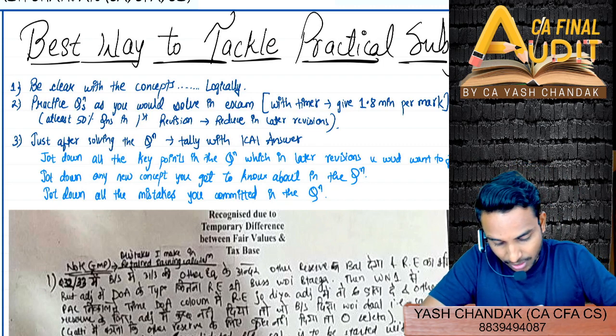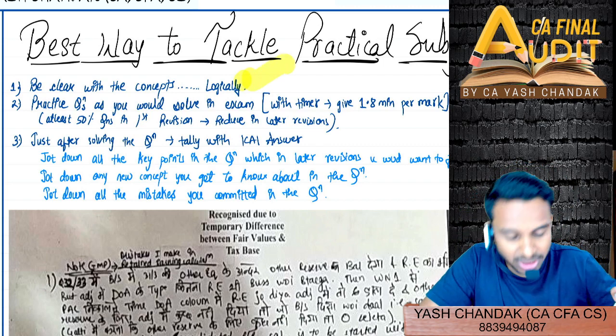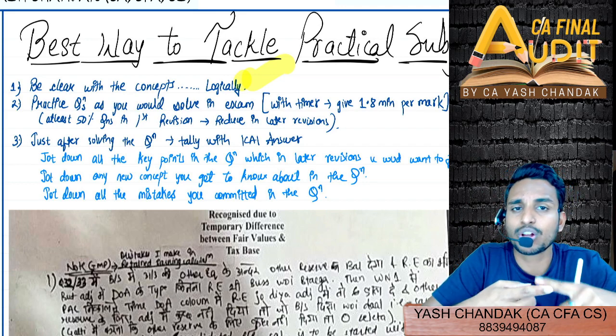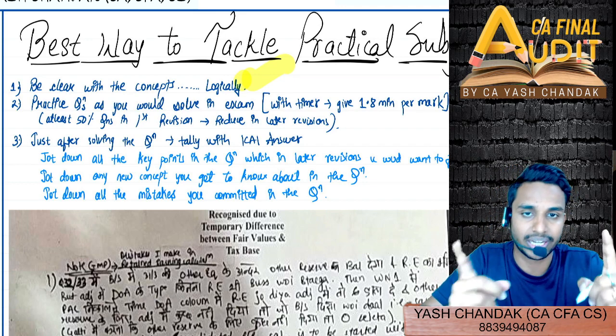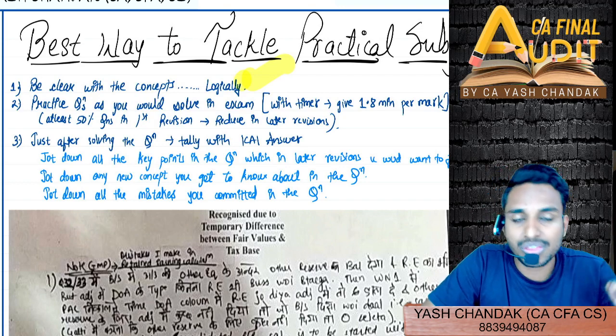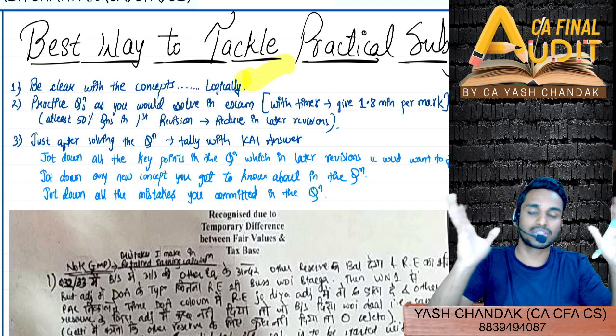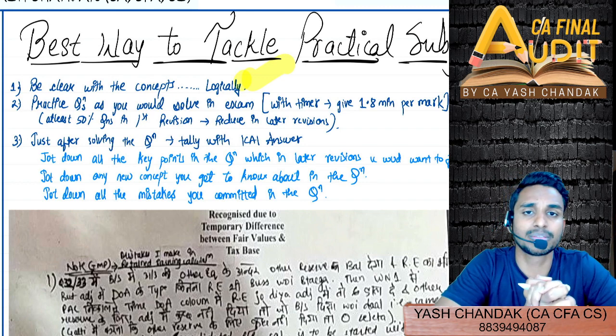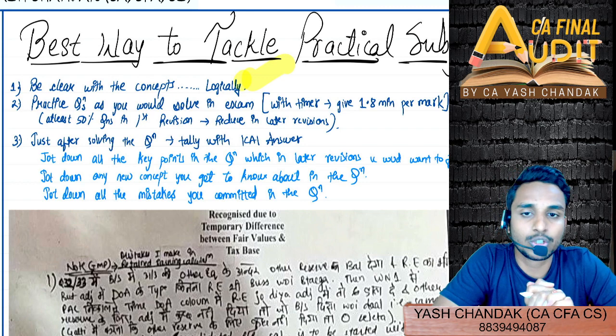So the first thing, you need to be clear with the concepts logically. You need to be clear how and why, if we are doing any adjustment, why we are doing that. That is the first thing. This is tip one. Tip two, you need to practice now. Once you are clear with the concepts, once you say yes, I am pretty sure with my concepts, then definitely you need to practice a lot.